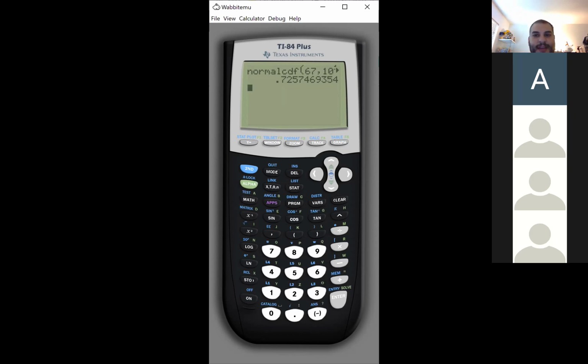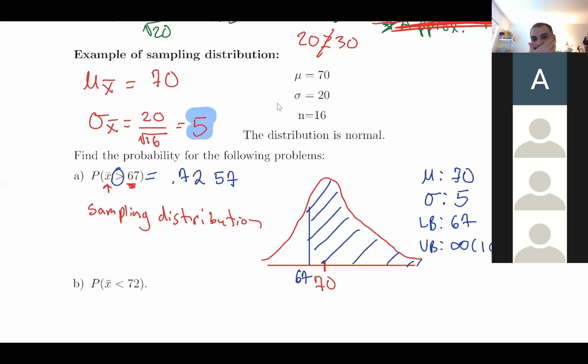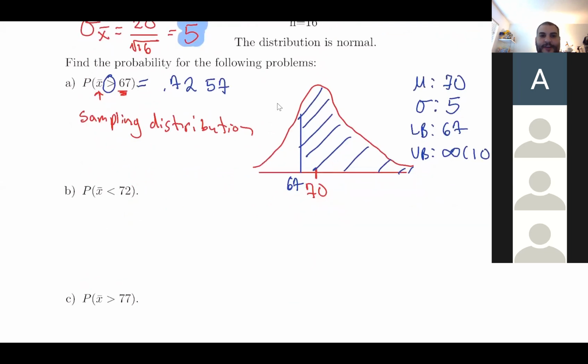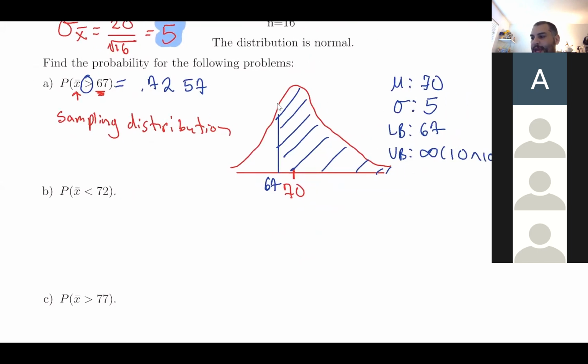So let me switch over back to my notes. So we just write down the answer as 0.725? Yeah, 0.7257, and that's your answer. All right. So let's go ahead and let's do B. So for B, pretty much everything's gonna stay the same. The only thing that's changing is my lower bound and upper bound.